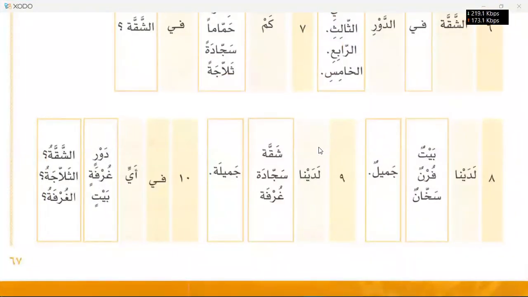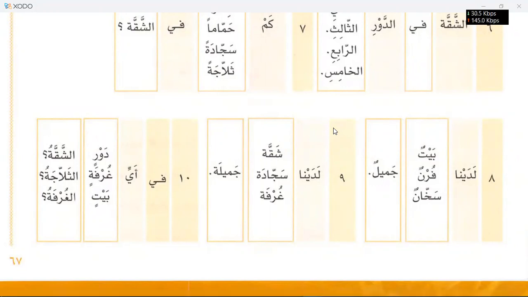Ladaina bait. Miss Sovithar. Ladaina bait jamil. We have a beautiful house. Ladaina furunun jamil. We have a beautiful oven. Ladaina sakhanun jamil. We have a beautiful, what is a sakhan? Water heater. Okay, geyser. Geyser, water heater.